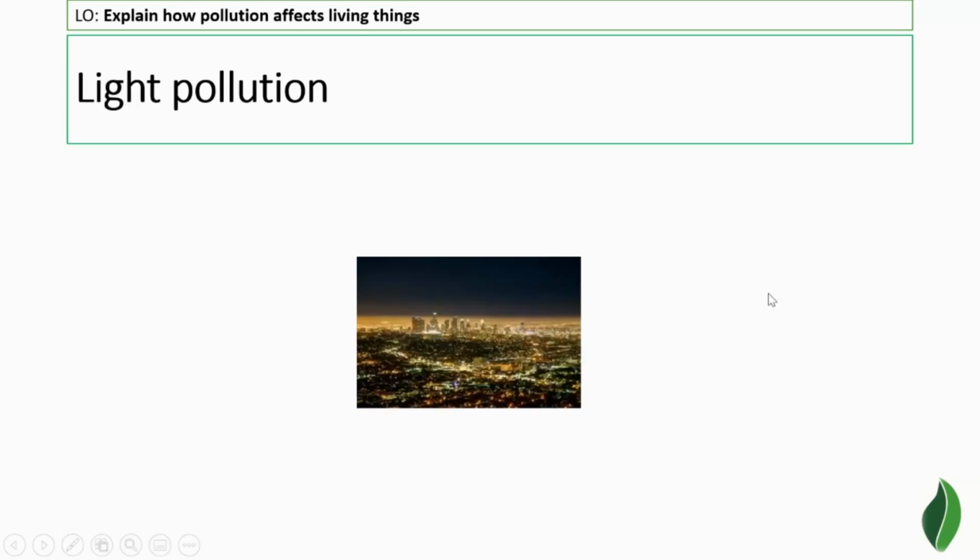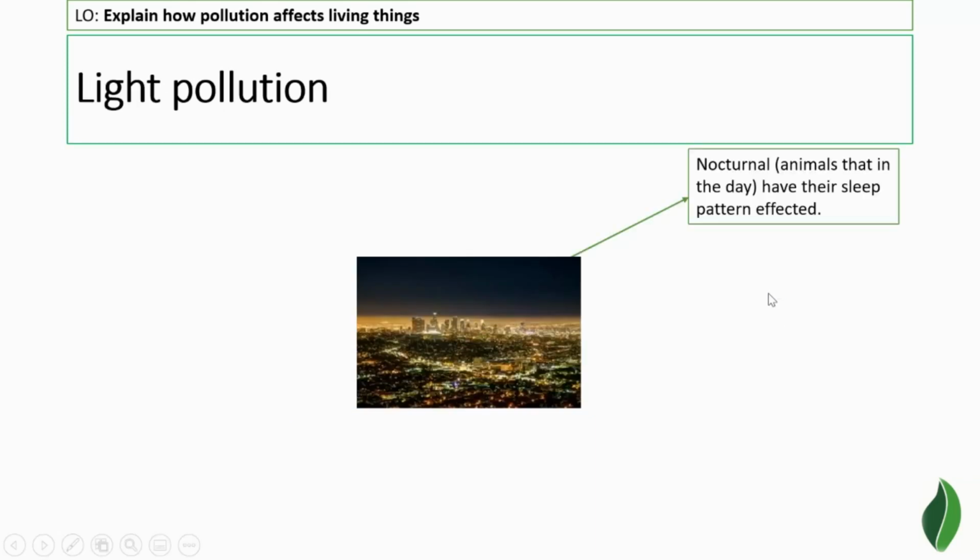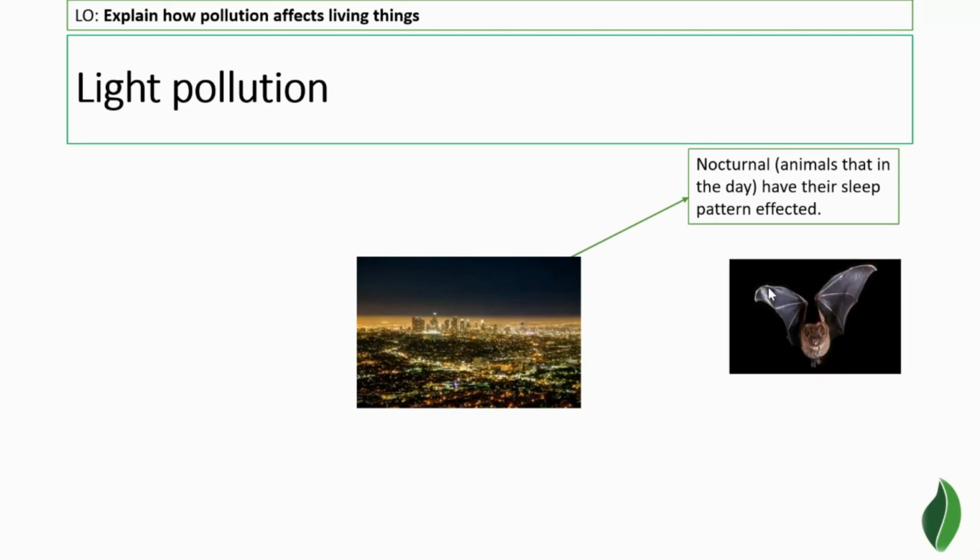So light pollution. Light pollution will affect nocturnal animals, so animals that sleep in the day. If they'd normally sleep in the day and the day is longer because the night doesn't exist, because there's artificial, so fake, light all the time, they're going to have their sleep patterns affected. So the bat is an example of a nocturnal animal. It sleeps in the day, and they come out at night and they hunt their prey.